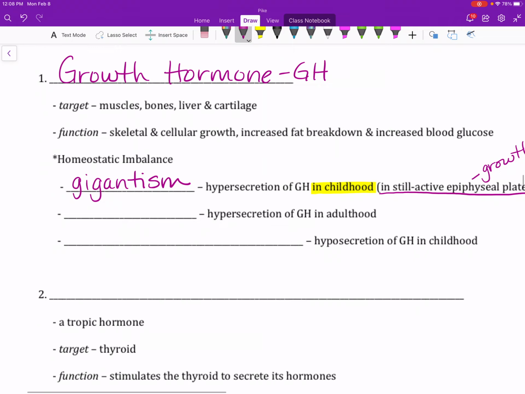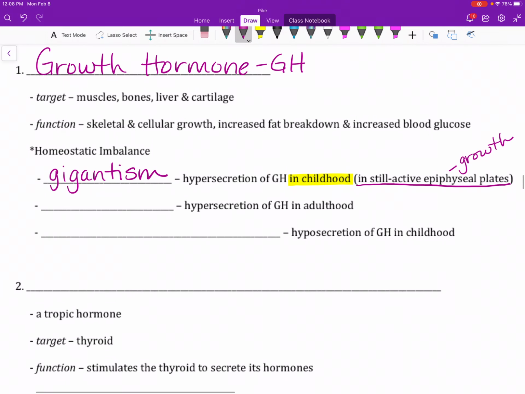But if there's a hypersecretion of growth hormone in adulthood, after your epiphyseal plates have fused and now they're epiphyseal lines, you're not growing in height anymore, then that's called acromegaly or acromegaly. I've heard it both ways. That is where now you're just growing in bulk and in mass. You're not growing in height, but all of your tissues are growing.